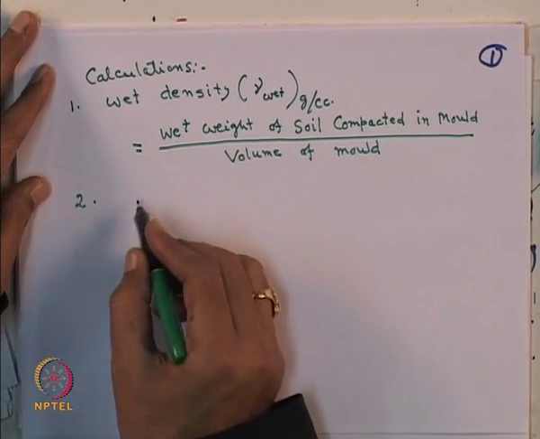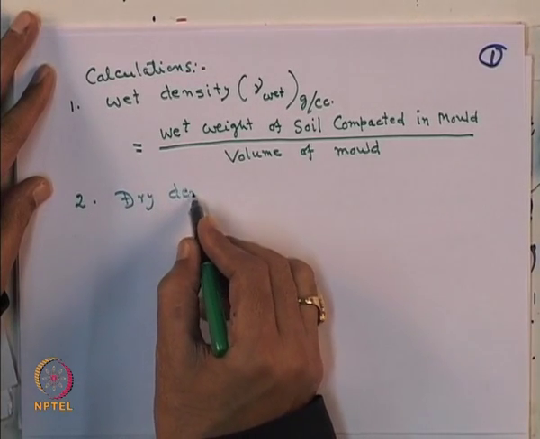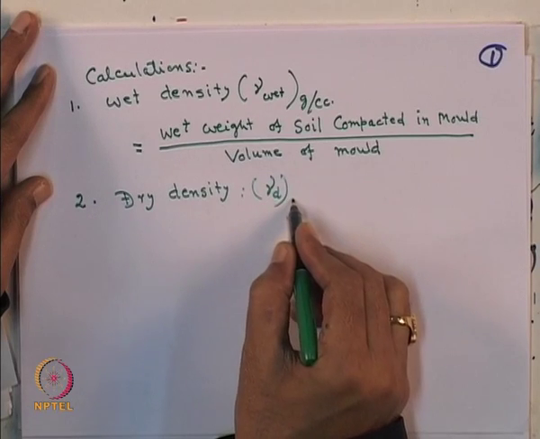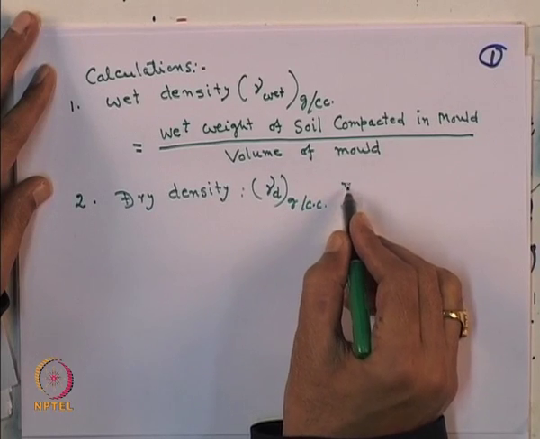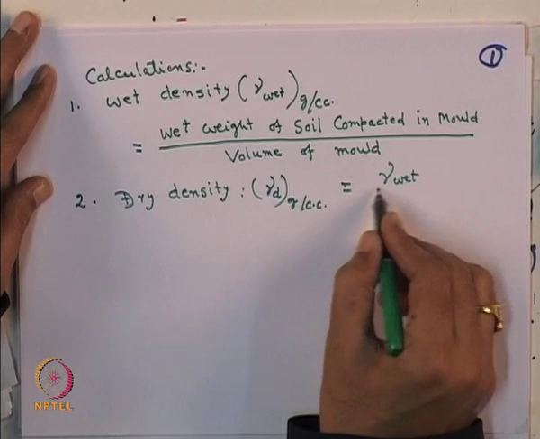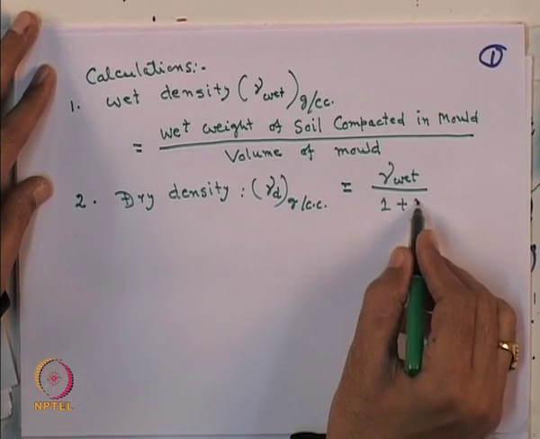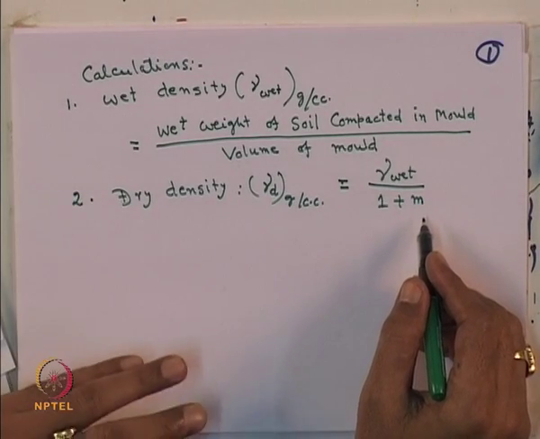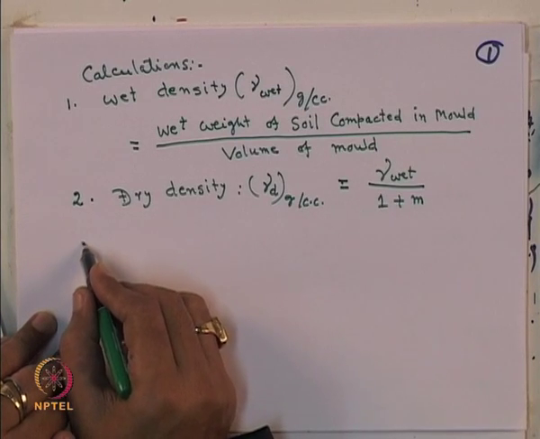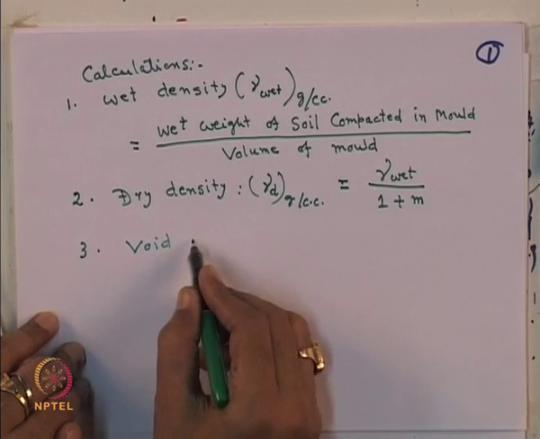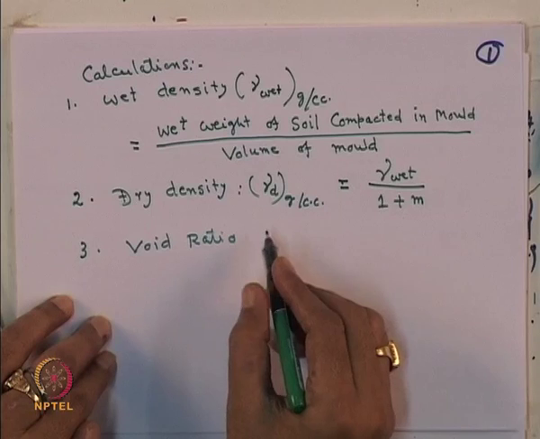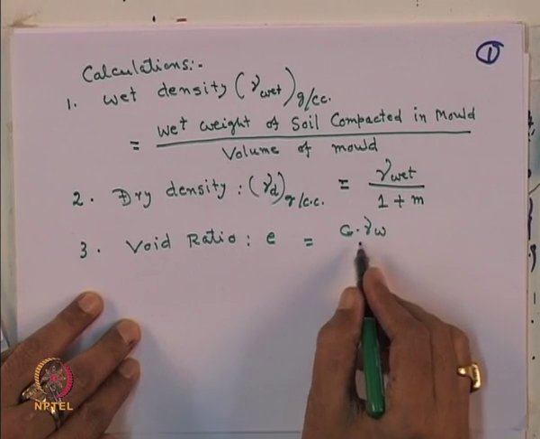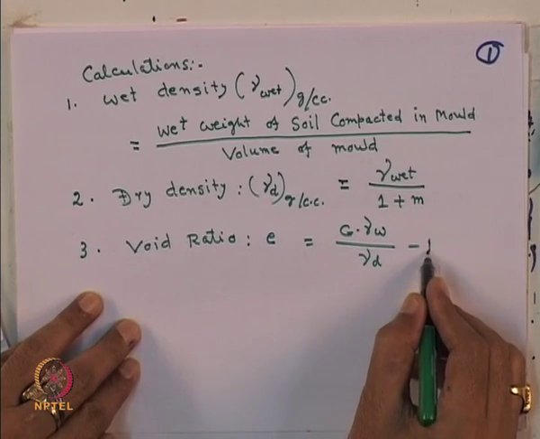Then the second parameter is the dry density. Dry density is expressed as gamma d, in gram per cc, and is equal to gamma weight divided by 1 plus m, where m is equal to moisture content. And number 3 parameter is void ratio, designated as e. This is equal to G into gamma w divided by gamma d, minus 1.